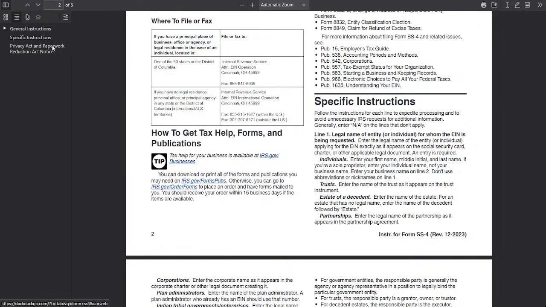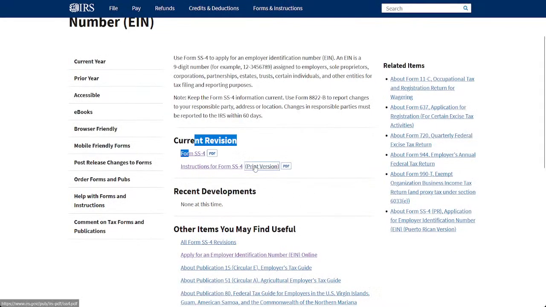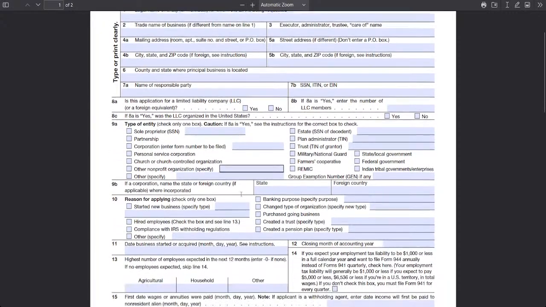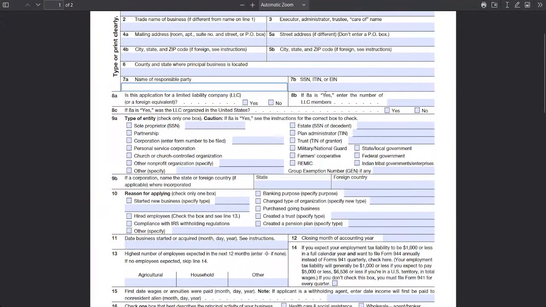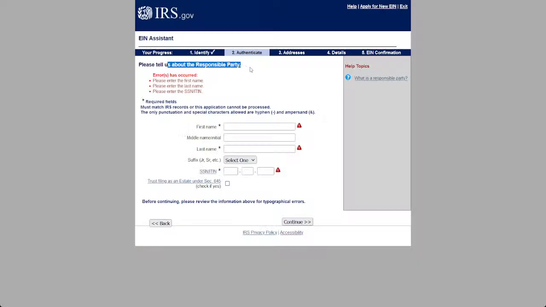There's the application. Right here, name of responsible party. So see 7A, responsible party, 7B, right? That's where this is, right here, responsible party. And they want the address and the details, like the name of the trust and so on and so forth. And then they'll give you a confirmation, and then you can get it as a PDF online, so you can just save it and print it right there. And that's how you start a trust.